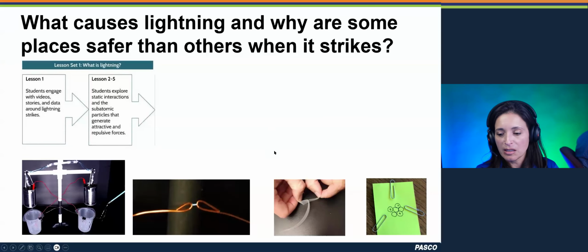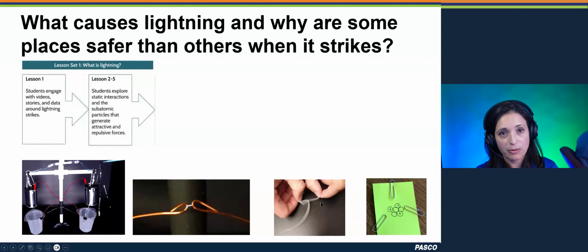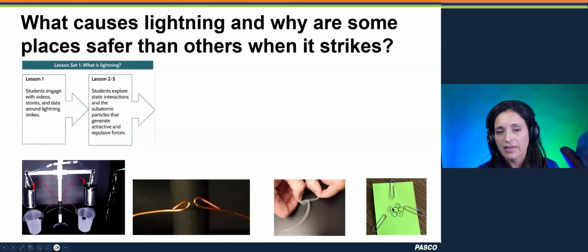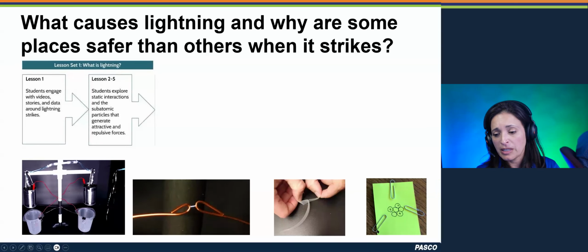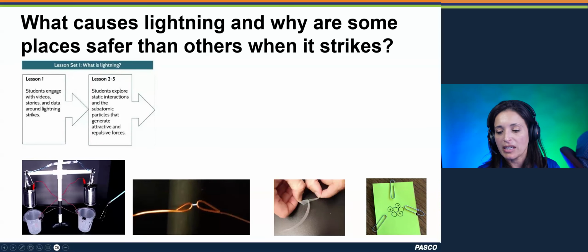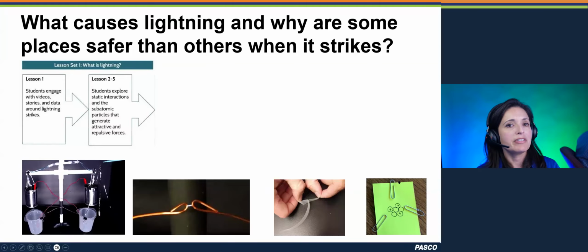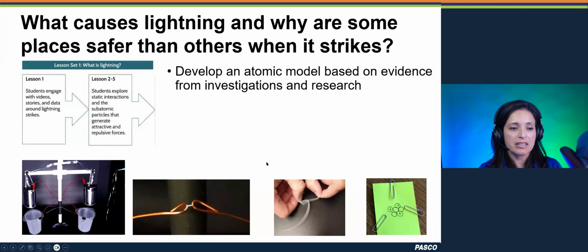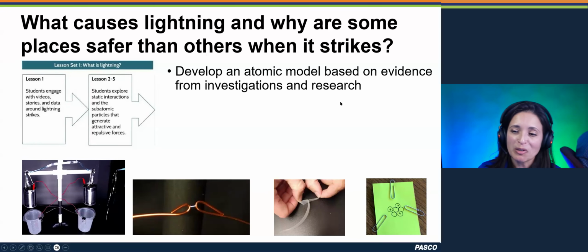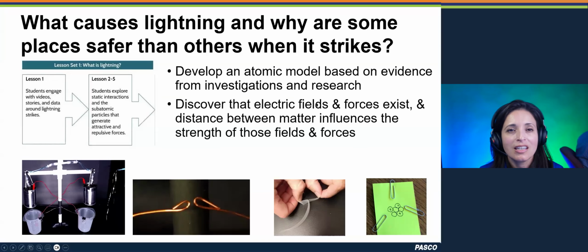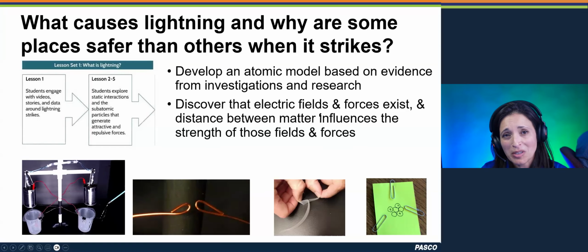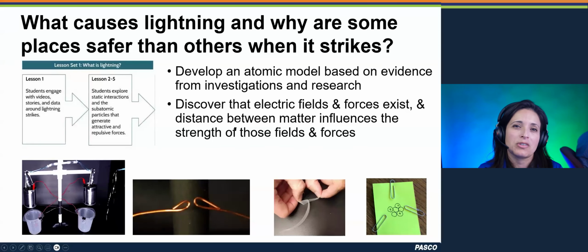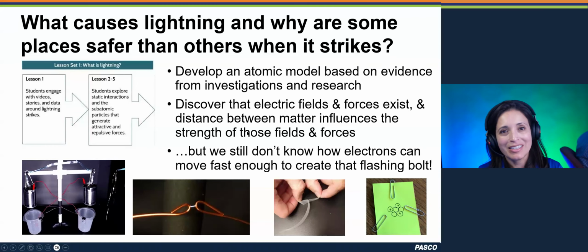And they do more hands-on activities to experience forces and static forces in other ways, and then also model matter or particles with components that make up matter. So eventually we get our way to subatomic particles and models of the atom. So what do we get out of this lesson set? Students develop an atomic model based on evidence from investigations and research. And they discover that electric fields and forces do exist, and the distance matters. The closer you are, the stronger those forces are. But we figured those things out.